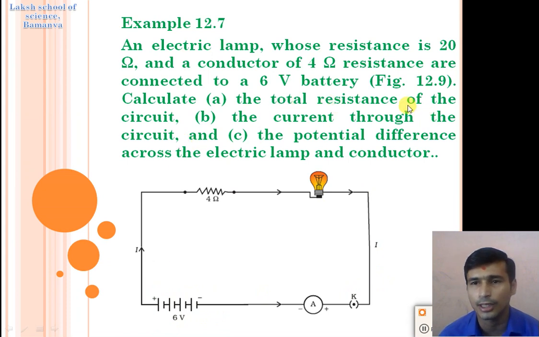Calculate the total resistance of the circuit, the current passing through the circuit and the potential difference across the electric lamp and the conductor. So here the question is given to you. A bulb and a conductor of 4 ohm resistance are connected in series with the battery of 6 volt supply. We need to calculate the total resistance of the circuit, the current passing through the circuit and the potential difference across this conductor as well as the potential difference across the resistor.